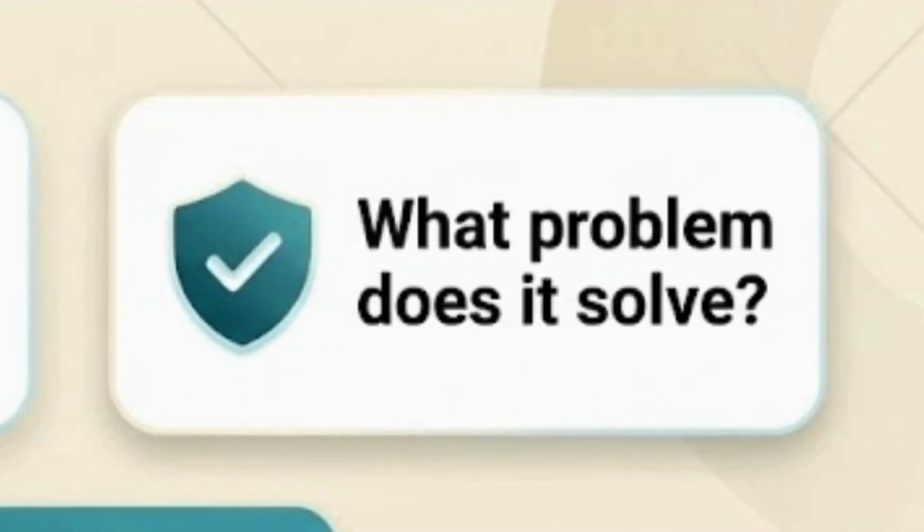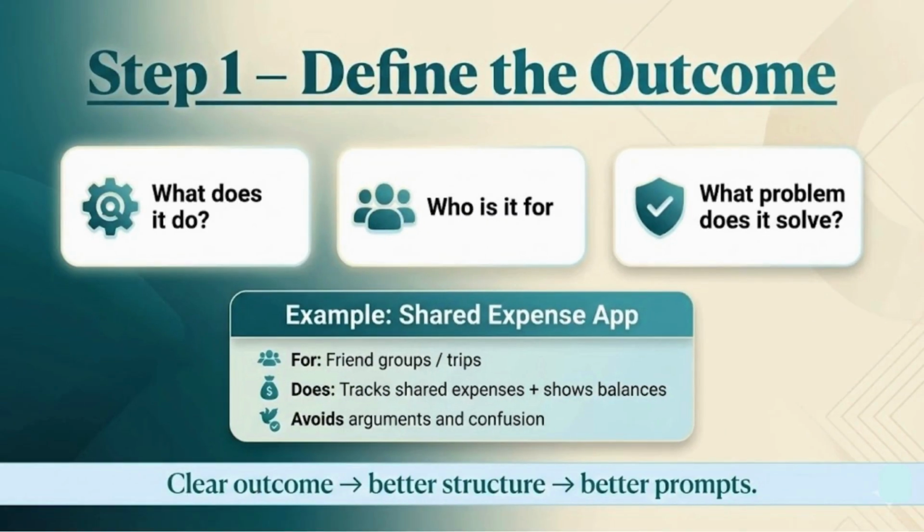Question number 3, what problem does it solve? And this is the key one, because the AI needs to know what pain it's fixing. That's how you get the right features. So step 1 is simple. Define the outcome, define the user, define the problem.